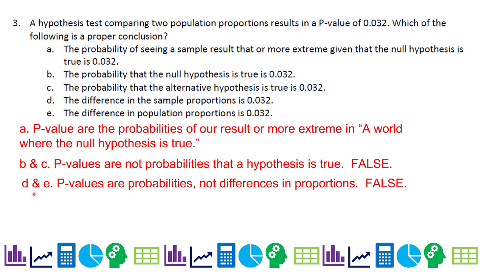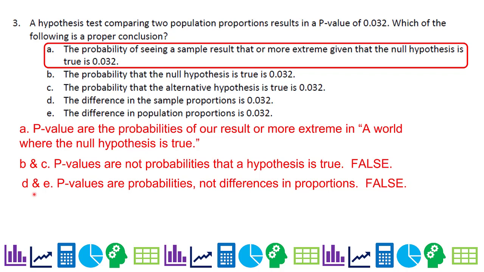Parts D and E, p-values are probabilities of sample results, not differences in proportions. So those two are false. So A is correct. And you want to memorize that wording because that's pretty much how we interpret a p-value.